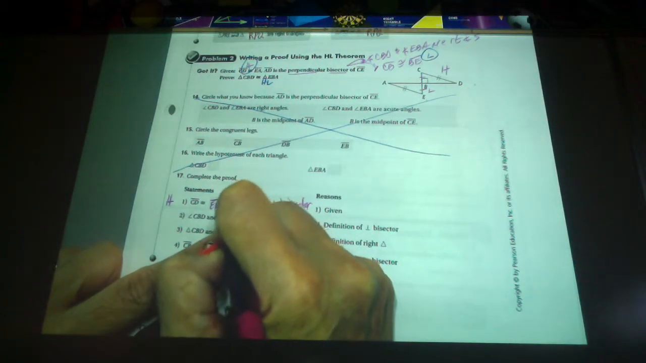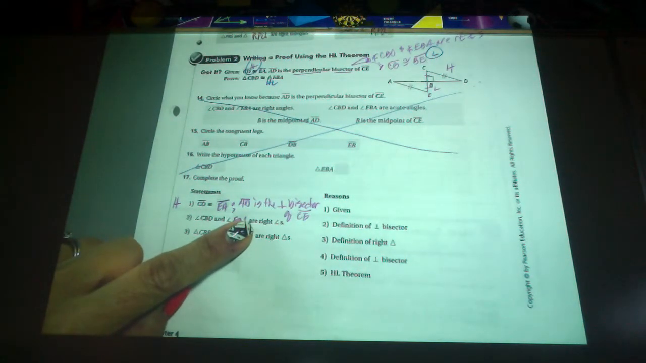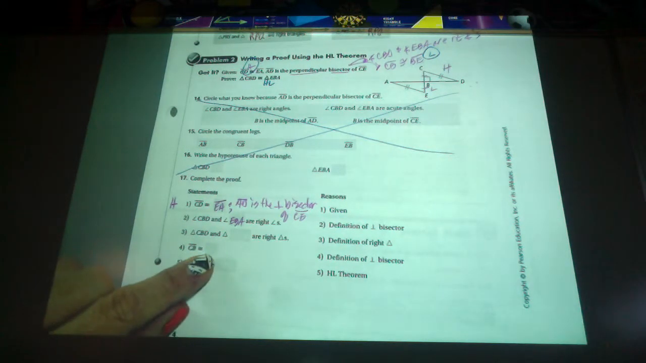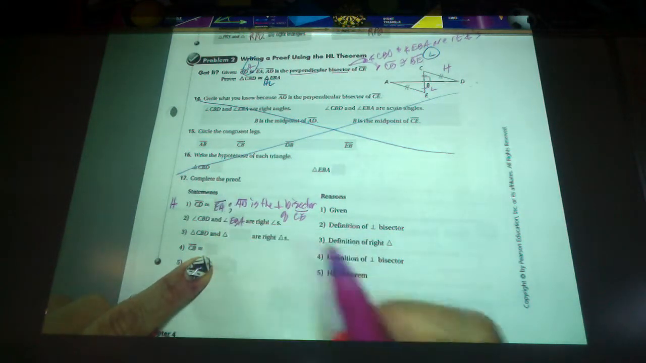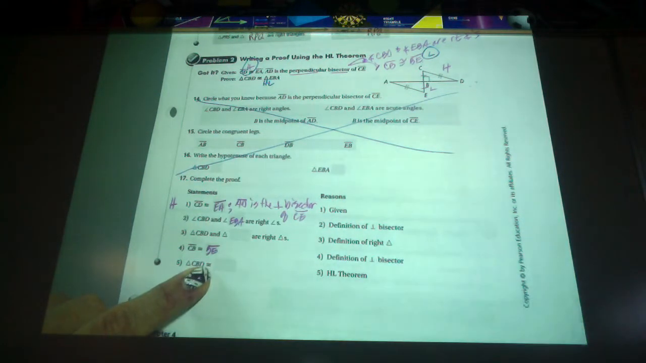We have to have that before we can conclude that angle CBD and, from our pre-proof planning, angle EBA are right angles. So there's where that came directly from, that perpendicular bisector. The second thing that comes from the perpendicular bisector is this right here. So CB is congruent to BE. So those are the two things that come from that. That gives you your L.